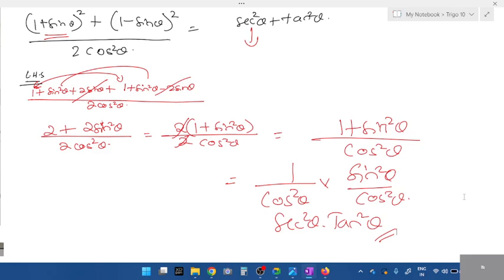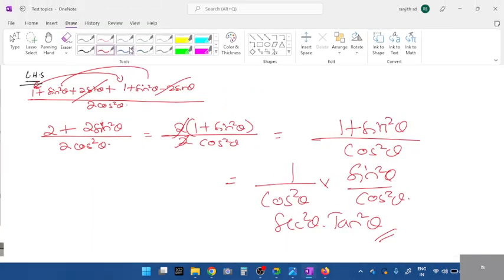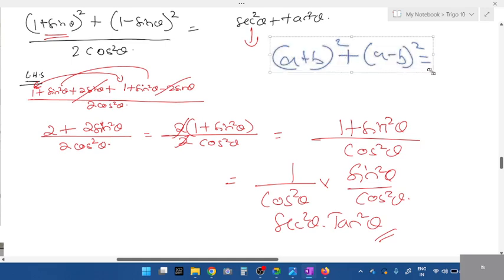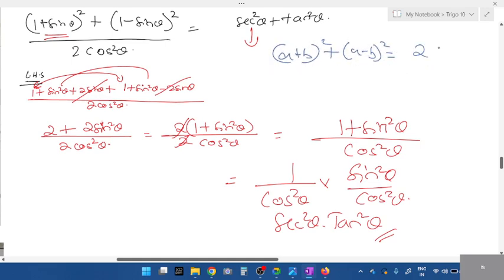Okay. So split into two parts. If you know this, students, you can directly use the 9th standard concept we studied. Do you all remember a plus b the whole square plus a minus b the whole square? When you add both, I told we'll get a formula. What's the formula we get? 2 into a square plus b square. Nobody knows this formula. You don't remember. If you subtract, you should get 4ab.